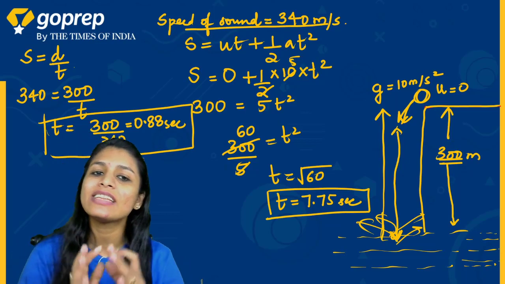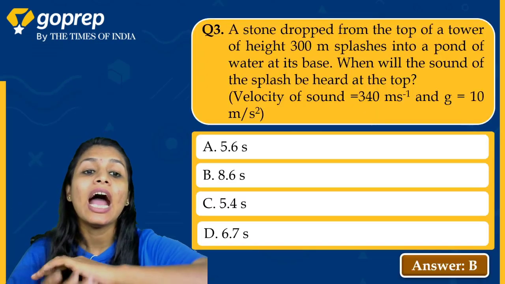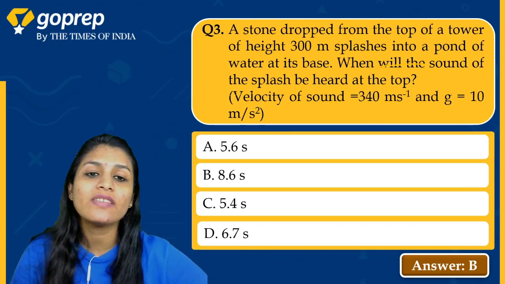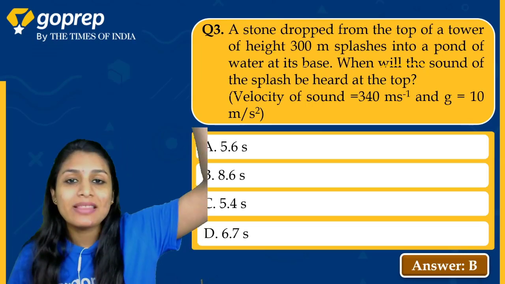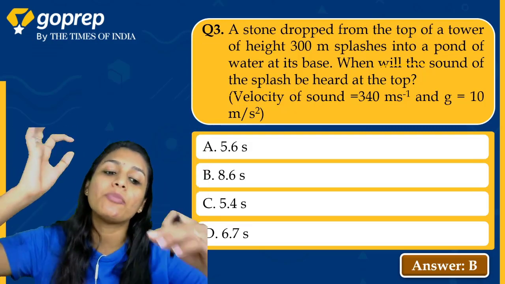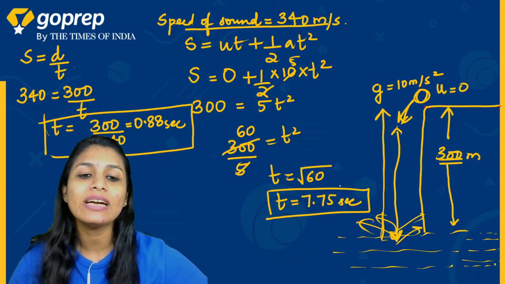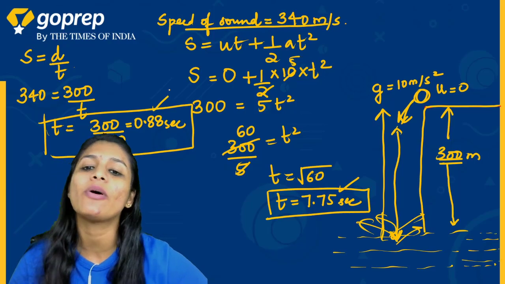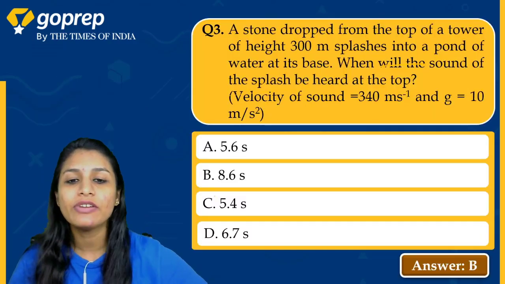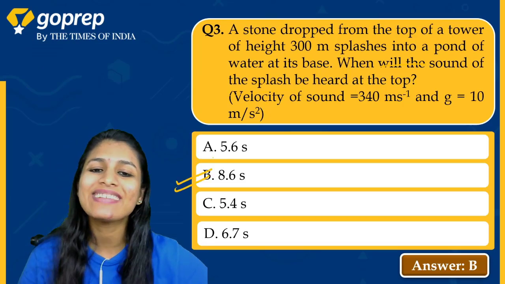तो ये स्प्लैश के प्रोड्यूस होने के बाद आप तक साउंड कितनी देर में पहुंचा, इसका टाइम है। आपसे टोटल टाइम पूछ रहा है, व्हेन विल द स्प्लैश ऑफ द साउंड बी हर्ड, मतलब कब पत्थर गिराया से लेके टकराया से लेके वापस साउंड आपको सुनाई दिया। तो we have to add 7.75 and 0.88 and on adding both of them we will get 8.6 seconds.